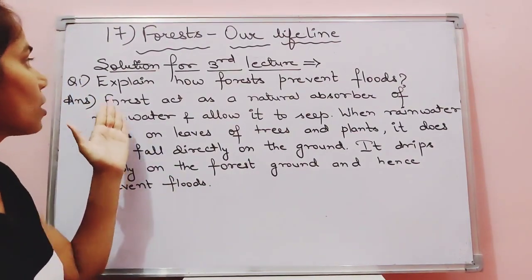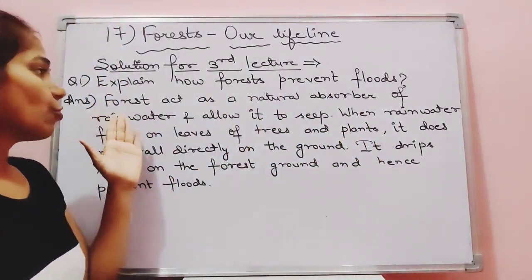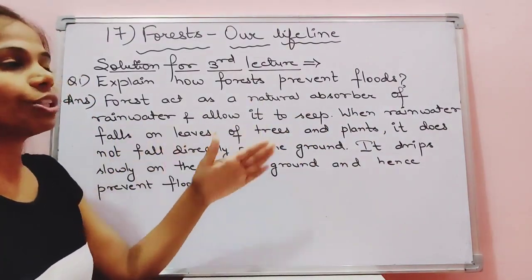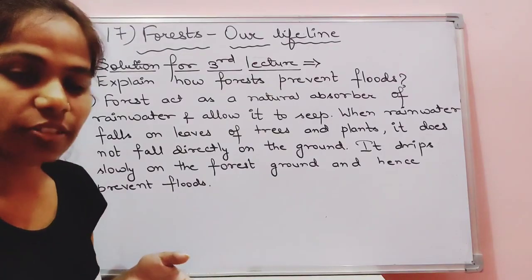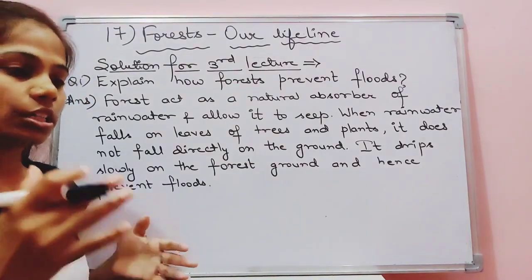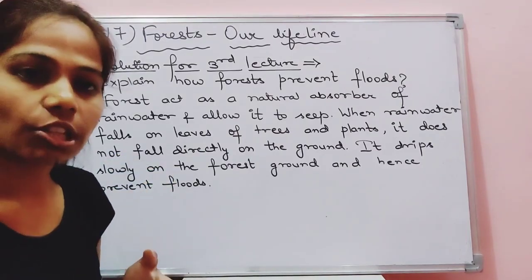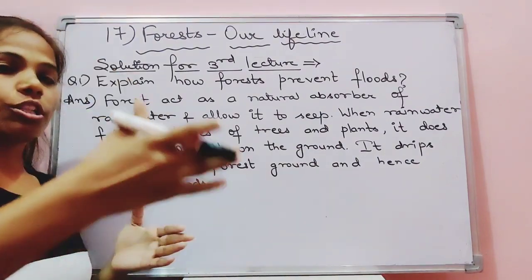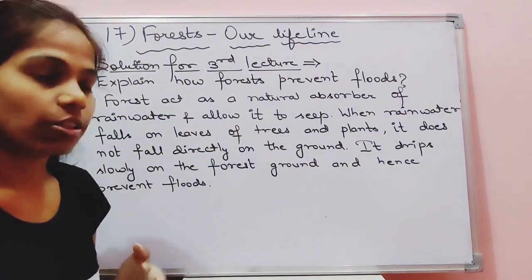The first question was, explain how forest prevent flood. Children, forest act as a natural absorber of rainwater. It allows it to seep. Okay, we had seen this in the last lecture also, that whenever the heavy rainfall happens, due to the presence of horizontal ranges of the forest plants and trees, the water slowly seeps inside the ground rather than directly hitting it.